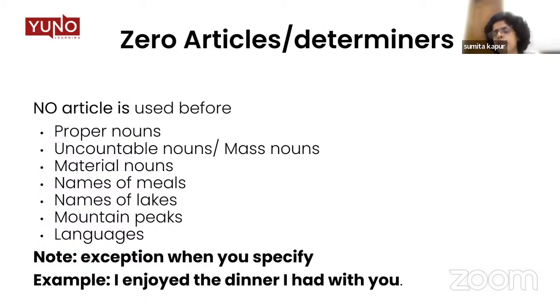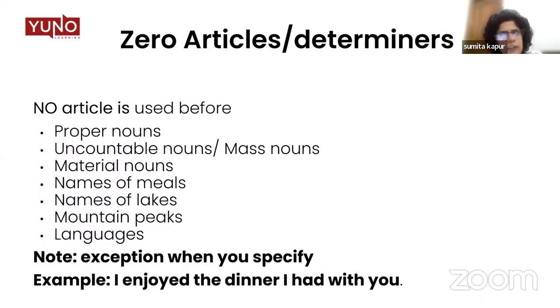Names of meals. We always say, "I eat breakfast at 10 o'clock in the morning." We never say "I eat a breakfast" or "I eat the breakfast." However, if you want to refer to a specific breakfast, only then we will use "the." Like, "I eat dinner at 9 o'clock, but I enjoyed the dinner I had with you," means I'm talking about the specific dinner which I had with you. But otherwise, with meals, again, we don't use any articles.